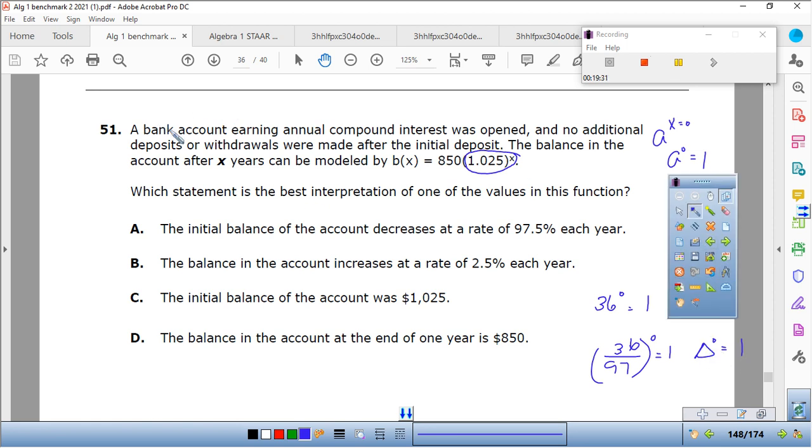So let me read this one here. The bank account earning annual compound interest was opened and no additional deposits or withdrawals were made after the initial deposit. The balance in the account after x years can be modeled by this function right here. Which statement is the best interpretation of the values of this function?